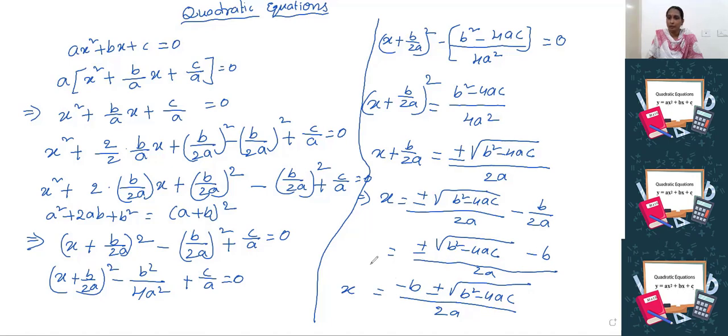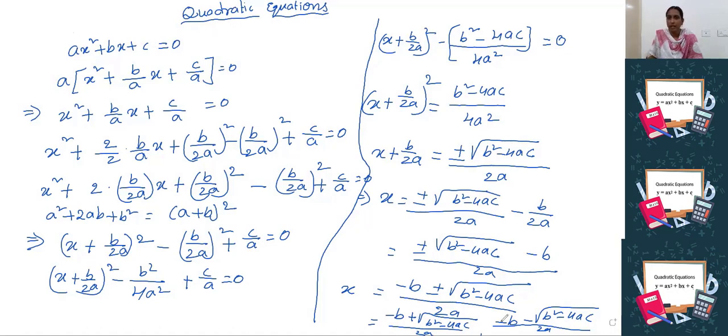As we discussed before, x has two solutions, but here we got only one. No, here also we got two. That is minus b, one time we will take plus square root of b square minus 4ac by 2a, comma, minus b minus square root of b square minus 4ac by 2a. So these two are the roots for this quadratic equation ax square plus bx plus c equal to 0.